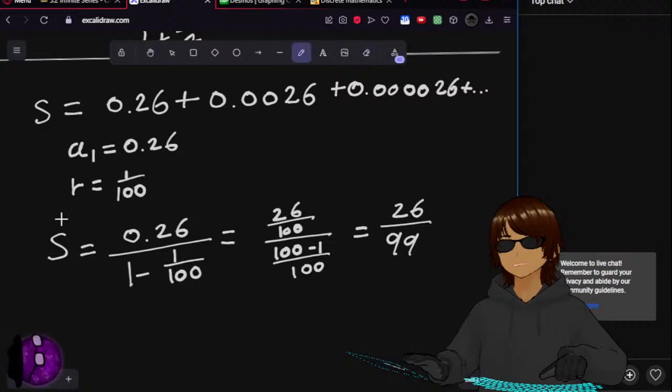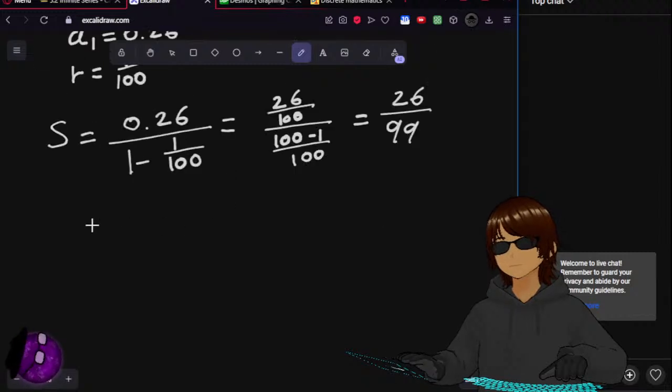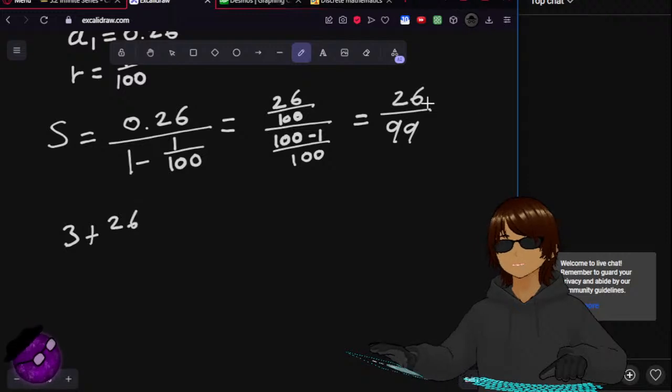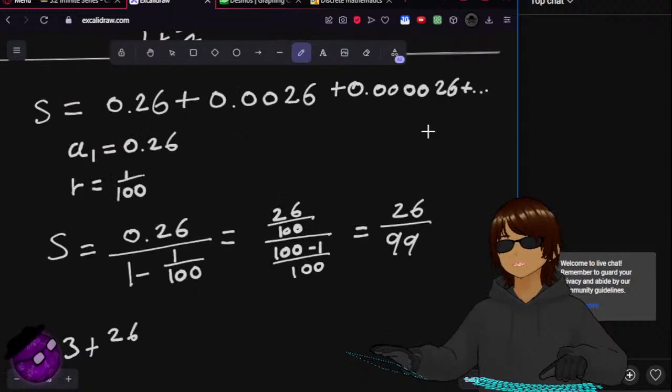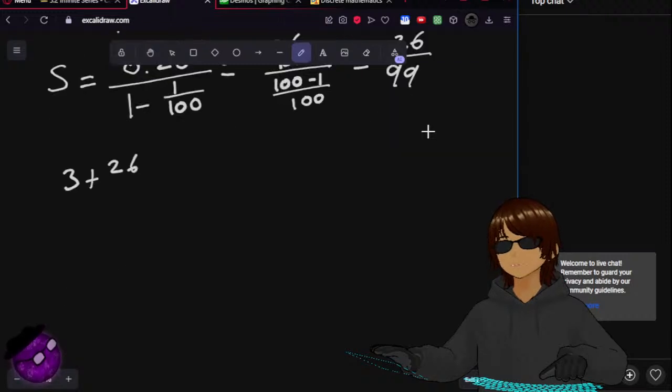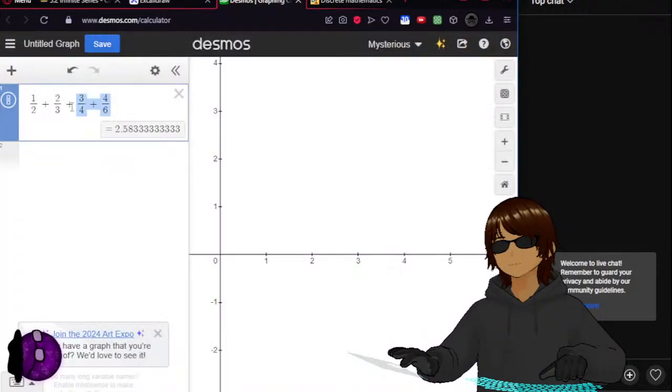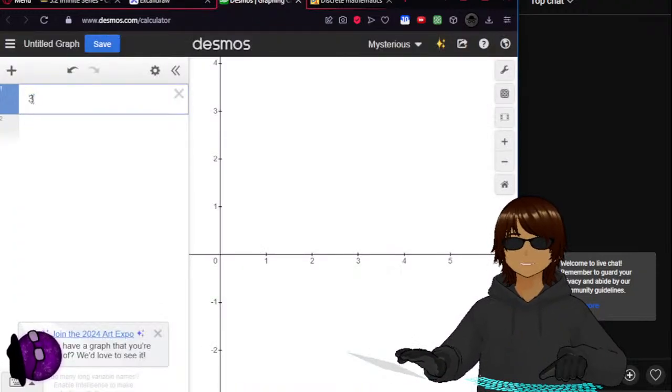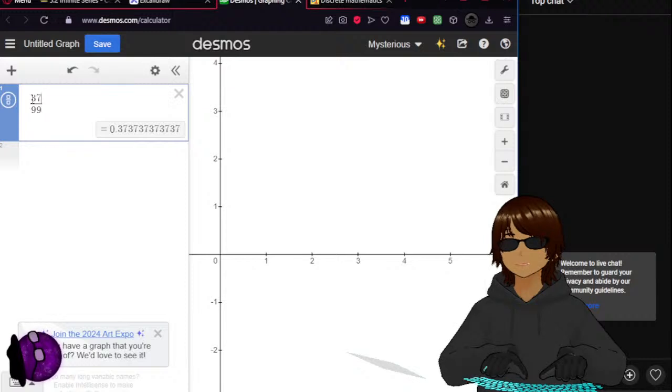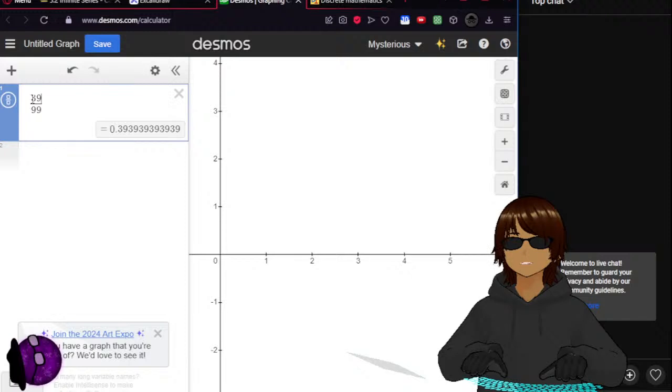I don't know why I thought that. So anyways, the 26 over 99 is basically 0.262626 and so on. Wait, hold on. Is that for, let's say, 37 over 99? Oh, that works for any two-digit number.